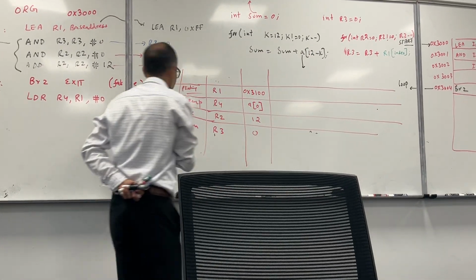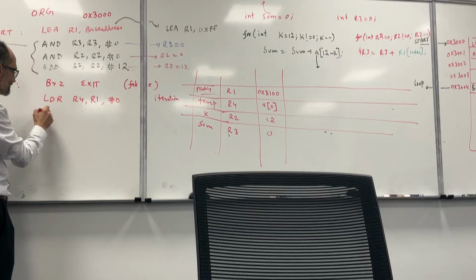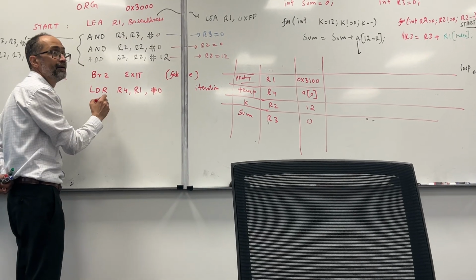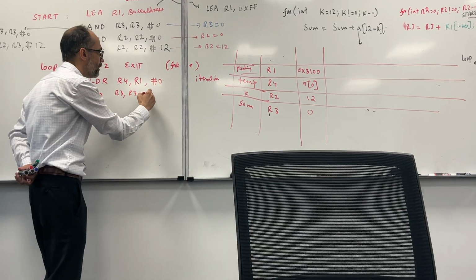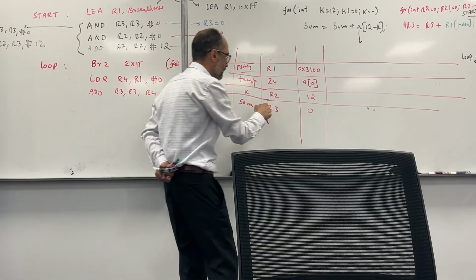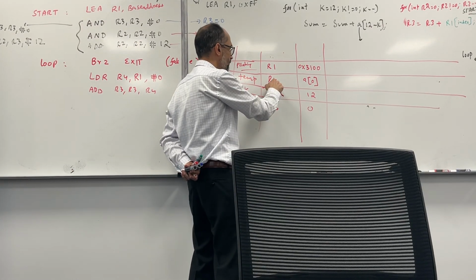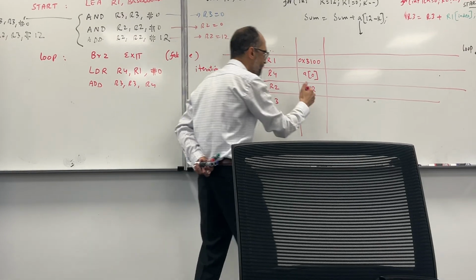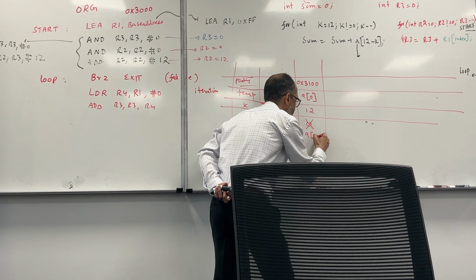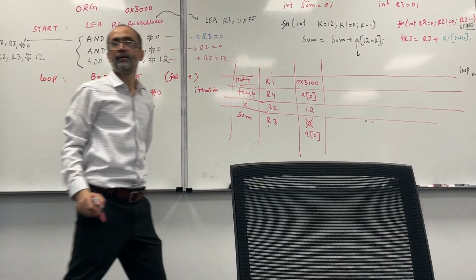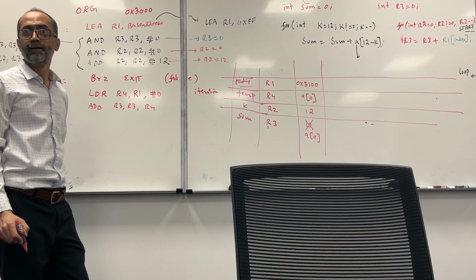What do we need to add? We need to use an add instruction. What should I use? Add what? R3, very good. R3, R4. We are adding R3 with R4. So if you do R3 with R4, what is the new value? Help me. A0. Clear?